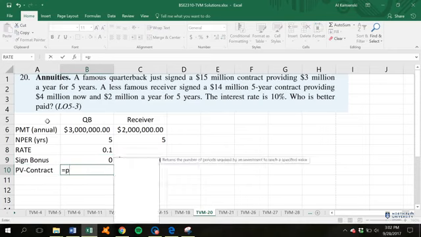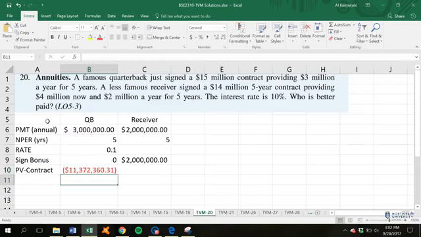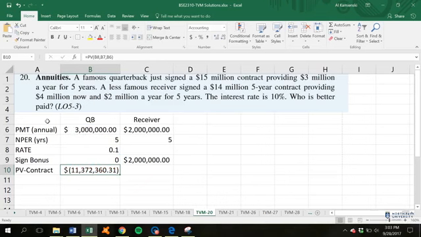So equals PV. The rate is 10%. Number of periods is 5. There's our payment. In this case, there is no standalone future value. There's just that stream of payments. And so we get the quarterback is paid like $11.3 million. Now, the thing I'm going to do tricky there is I'm going to do like I showed in the last video, and I'm just going to switch the sign on that, so that we can use terms such as the value of the contract is 11.3 million, so it doesn't look so wonky as the negative 11 million.